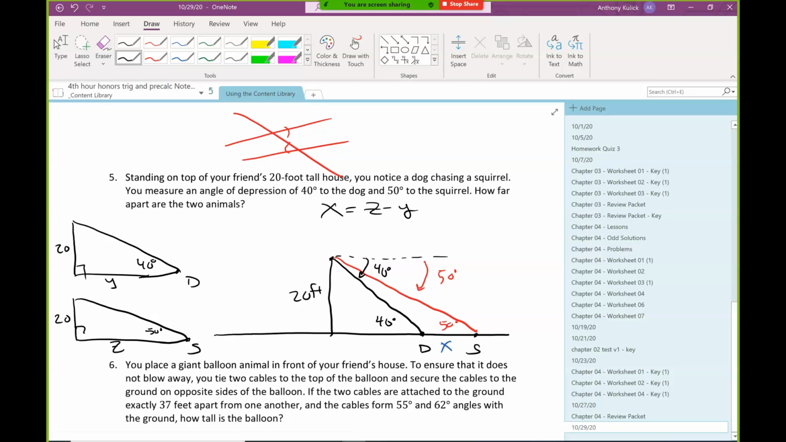Yeah. So we have tan 40 is equal to opposite over adjacent. Solve for y, and that's going to be 20 divided by tan 40, whatever that is. And then similarly, z is going to be 20 divided by tan 50. And then you just type that stuff through your calculator and subtract them. You know what I mean?